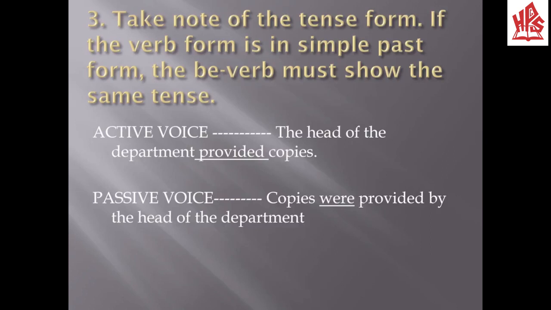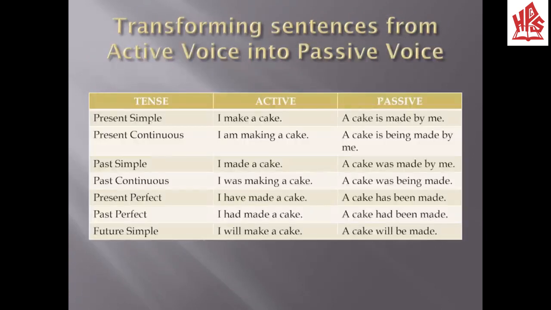With the second form of the verb, what have we added? We have added were. You can also add was, but because the subject we have is plural, this is why we have written were with the subject. Transferring sentences from active voice into passive voice.